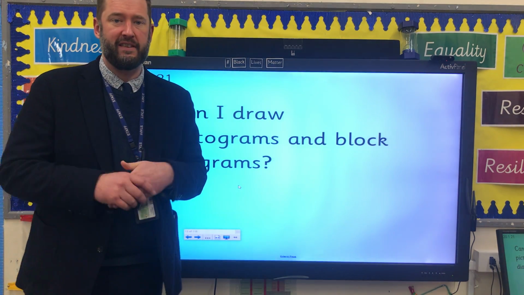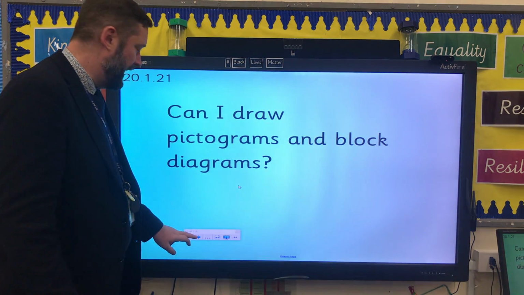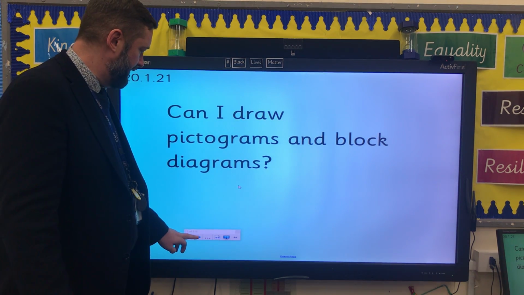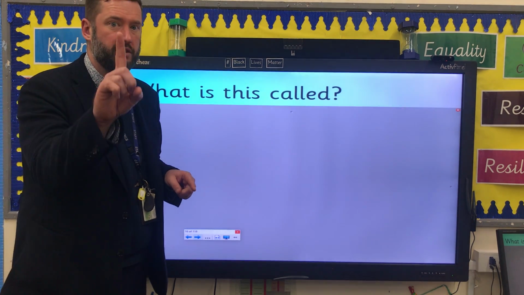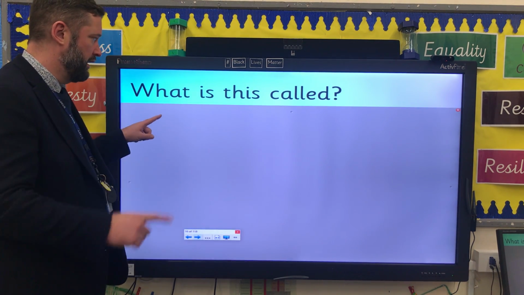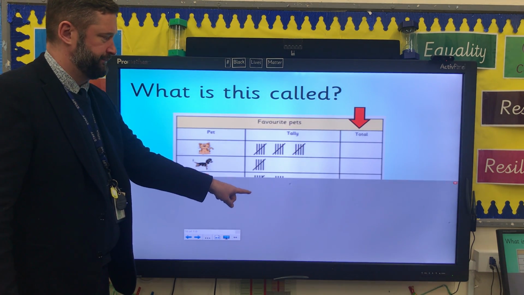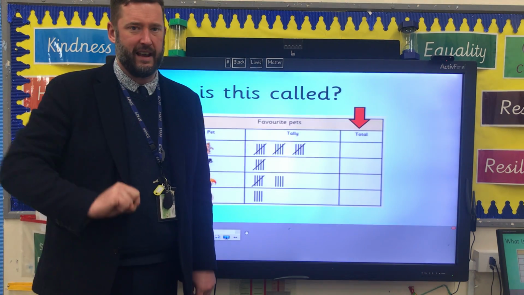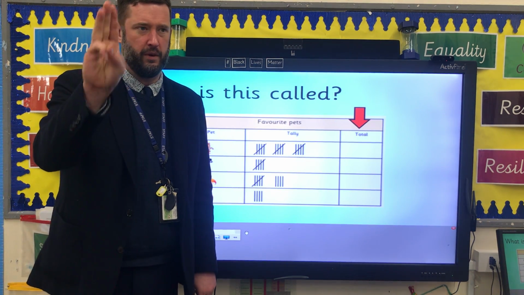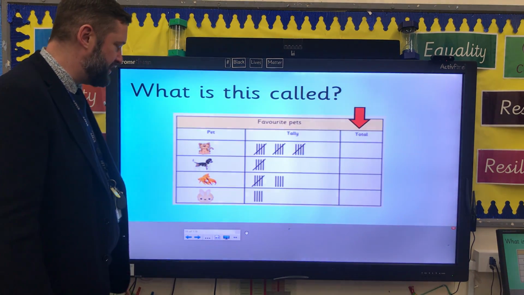So today we're increasing the challenge again. You're going to draw both, okay? Let's check our understanding so far. What is this called? Don't say anything, just think. What's it called? After 3 you can tell me. 1, 2, 3. That's right, it's called a tally chart.